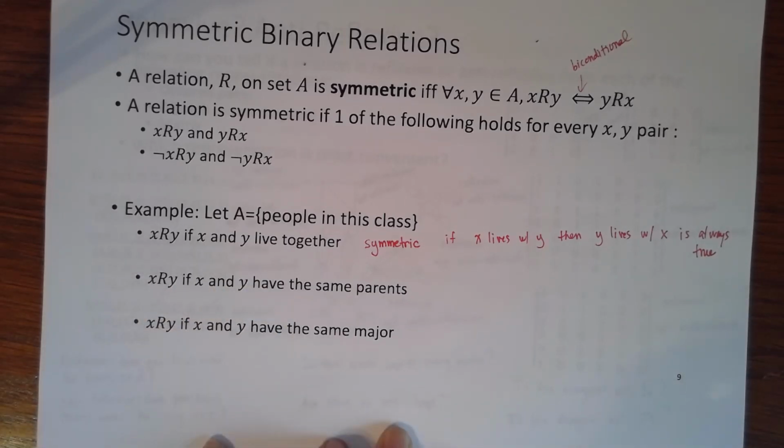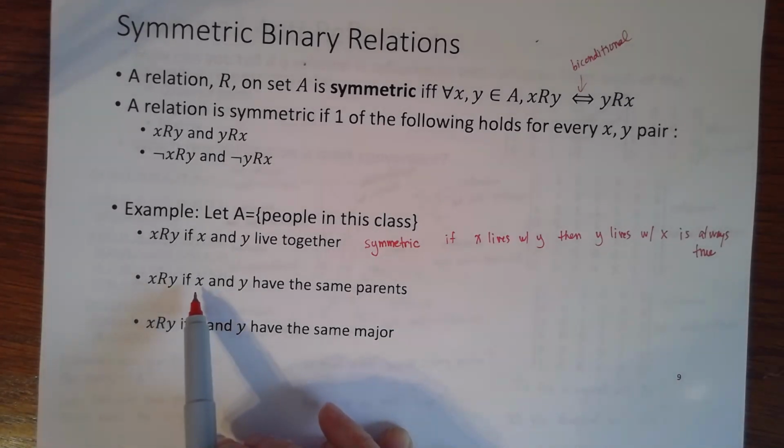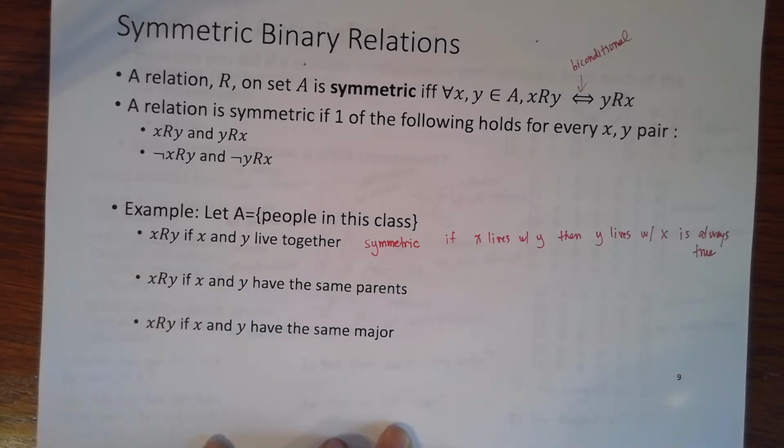Okay. I don't believe there are any siblings in our class. So everyone is related to themselves. I mean, everyone has the same parents as themselves. But I don't believe there are any students in the class that have the same parents as another student. Okay. So is it symmetric?